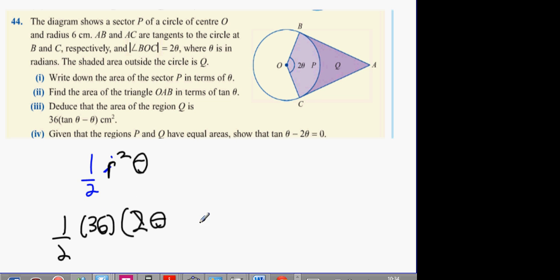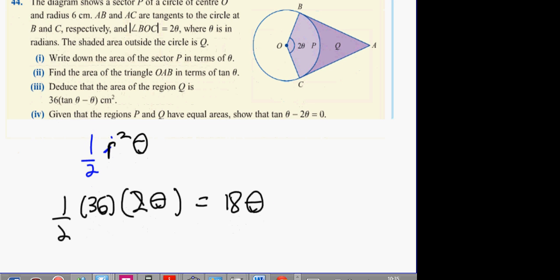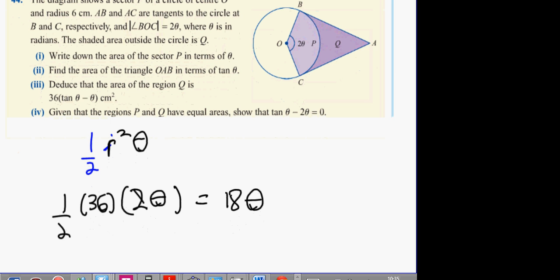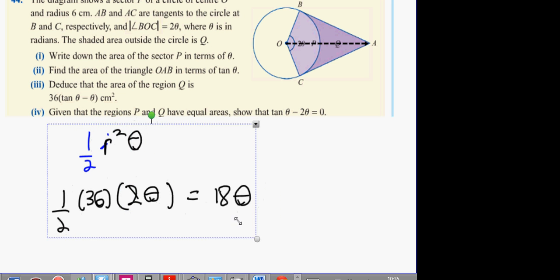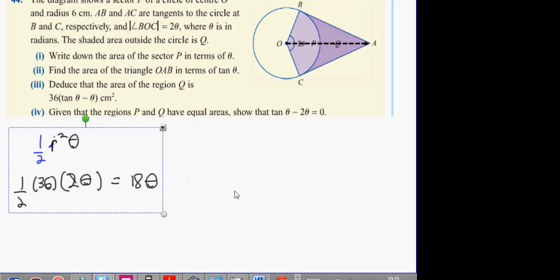Okay. Next one. Find the area of the triangle OAB. Now OAB, as I said yesterday, I'm just joining this one here, and it's getting cut in half basically. So OAB is this, what's happening to it. It's a right angle triangle. Why is it a right angle triangle? Can anybody tell me? It's a tangent. It's a tangent, okay? This is radius 6.